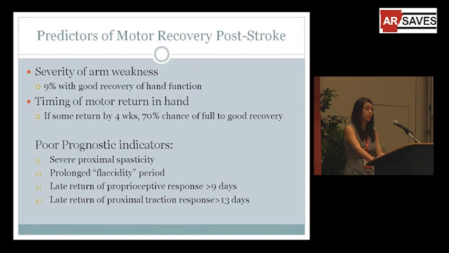Also, later return of proprioceptive responses, so difficulty with sensation or knowing where your limb is in space. Late return of that is also a poor prognostic indicator of future ability to use your upper extremity, your hand, and for ambulation. And then late return of proximal traction response within the initial 13 days, which is your push to pull in that upper extremity. So those are some poor prognostic signs that you can see acutely that will indicate likely poor return of motor function and decreased ability to ambulate in the future.